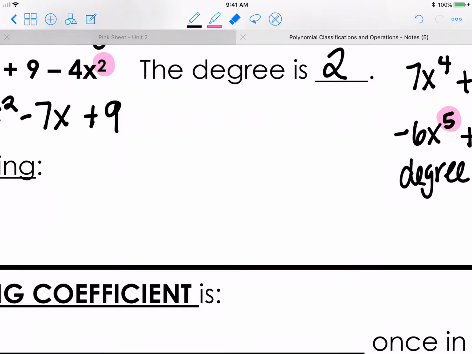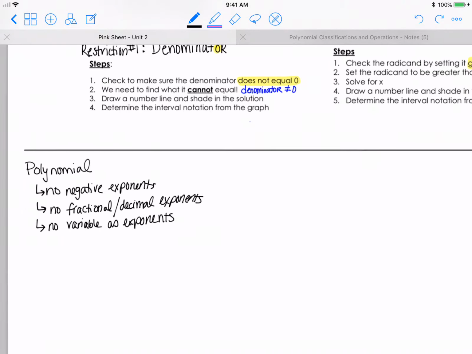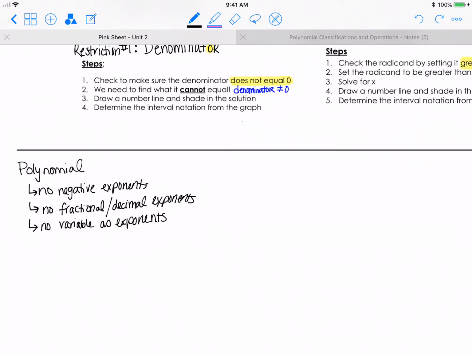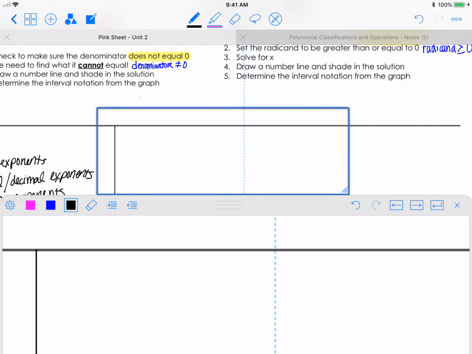Okay, so we're going to have to classify some of these to be able to name them later. So I want to go to the pink sheet. Let's classify based on the pink sheet because we're just going to have to rewrite this anyway. So when you're saying classifying, let's go back here. I'm going to put a line over here and I'm going to say classifying.